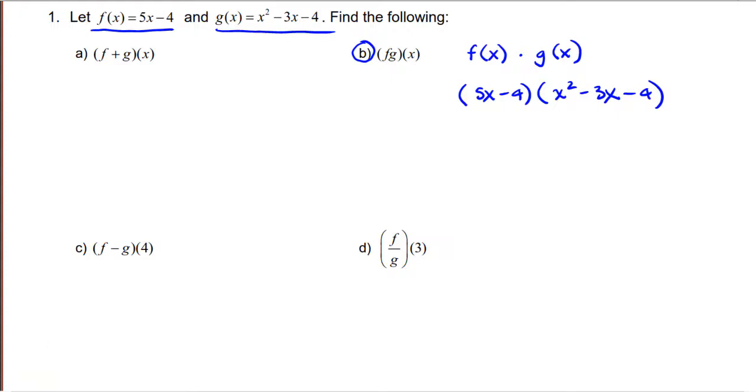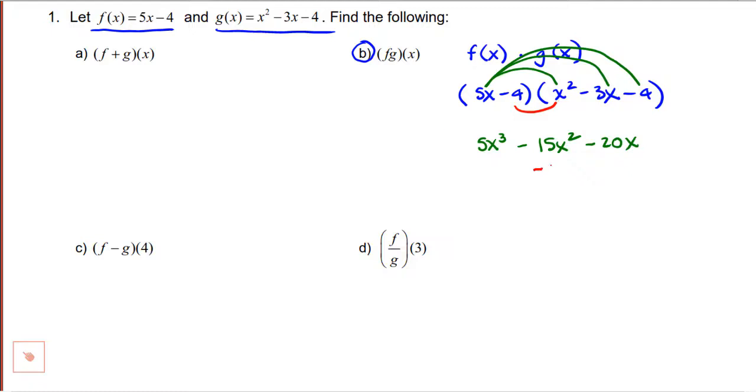Alright, so next you multiply here, and you get what? 5x cubed. Good. And you multiply here, and you get what? Negative 15x squared. Good. And what do you get here? Negative 20x. And then what do you get here? And where should I put that for future reference? How about here?